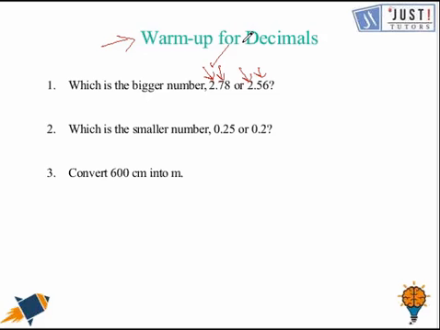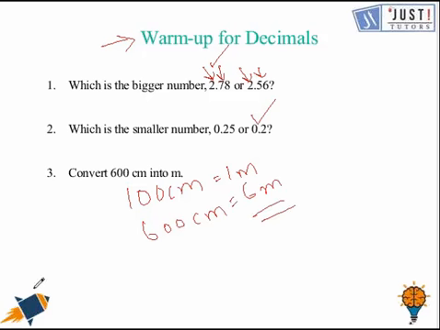In the same way, we can find it out for question number 2, where we need to find the smaller number. The smaller number in this is 0.2. And for the third, we need to convert 600 centimeters into meters. As we all know, 100 centimeters is 1 meter. So 600 centimeters would be 6 meters. So the answer is 6 meters.